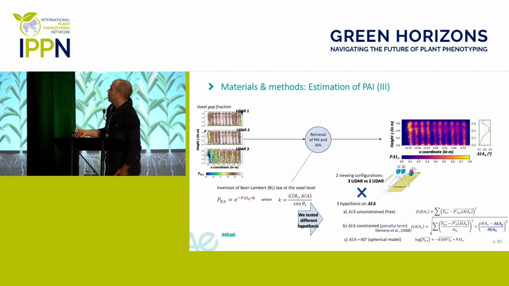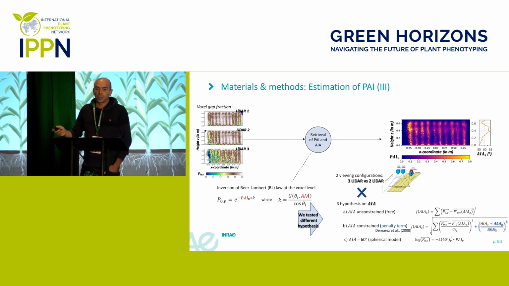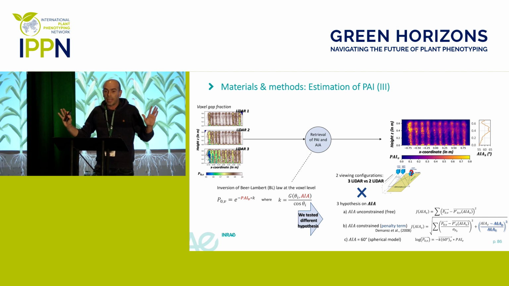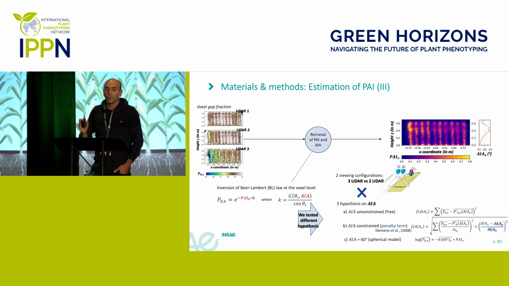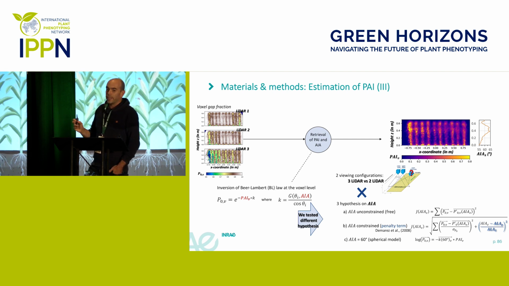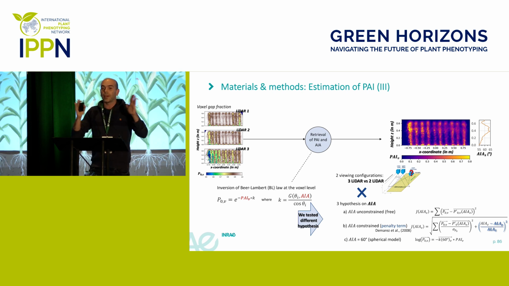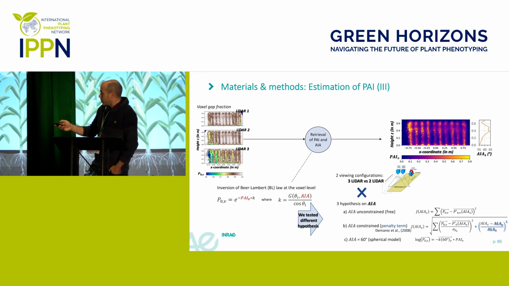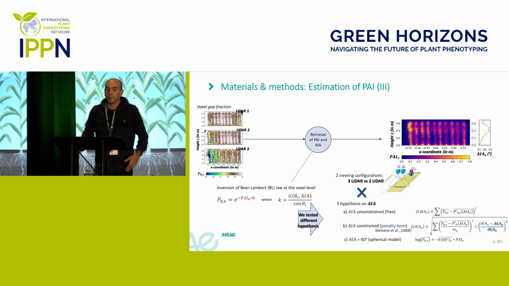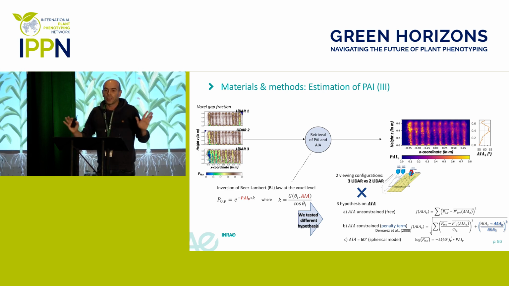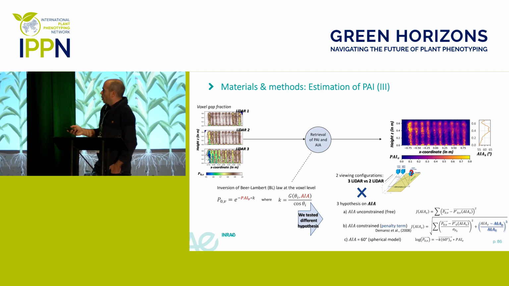And also we test several hypotheses on the average inclination angle. The first is that we don't have any prior information on average leaf angle, and then the inversion of the Beer-Lambert law will estimate both PAI and ALA, unconstrained. The second is that we introduce a penalty term in the inversion to avoid that the average leaf angle takes values that are unrealistic. And the third one is that we do, as everybody does in most cases for field crops, fix the average inclination angle to 60 degrees, which is a spherical model considered as reference in most of the optical sensors.